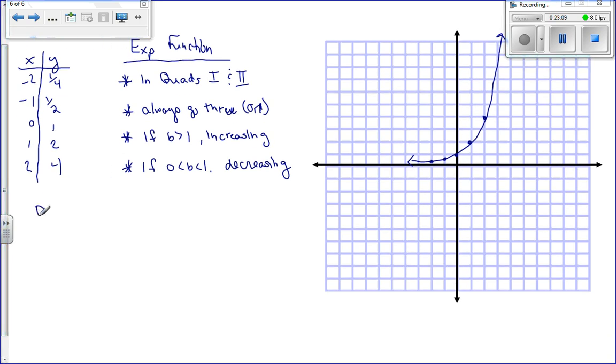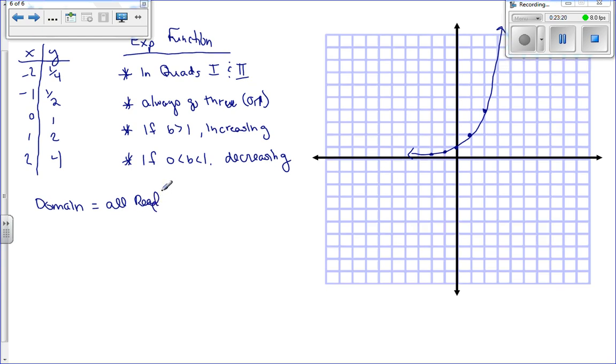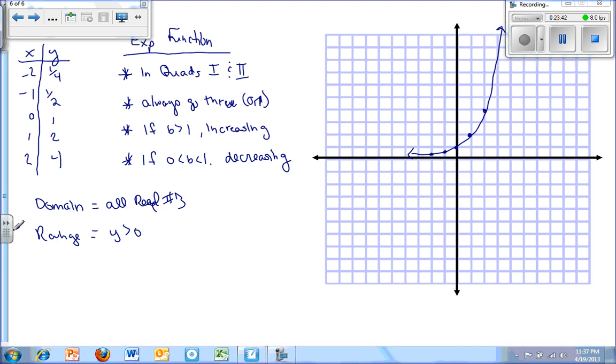My domain is all real numbers. And the range is y is greater than 0. Remember, domain is our x values, range is our y values. Okay? Now, we're going to graph a logarithmic function.